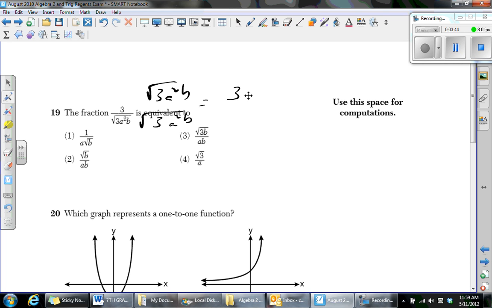So we're left with 3a radical 3b. Denominator we're left with 3a squared b. The 3's cancel. This a takes out the square, and we're left with the radical 3b over ab, which gives 3.